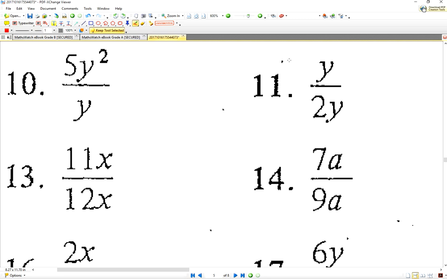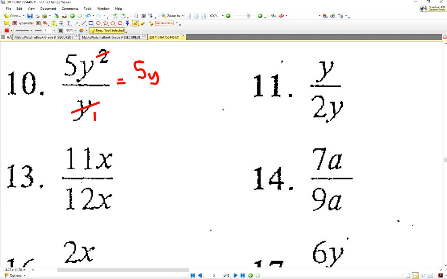Okay, lovely. Right, now when we simplify these algebraic fractions, what we need to do, so we've got here 5y squared over y. So if we divide the top by y, we lose the squared. If we divide the bottom by y, we get 1. So we're left with 5y over 1, which is still 5y.